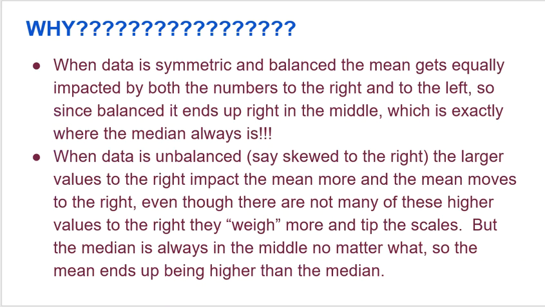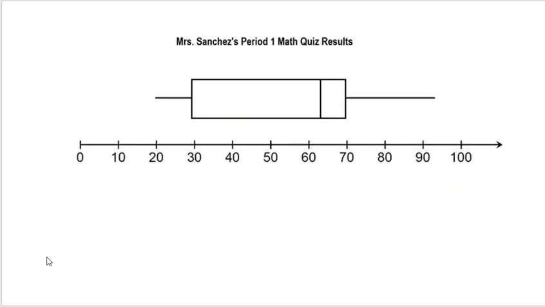And I want to make sure I say that again in writing. When data is symmetric and balanced, the mean gets equally impacted by both the numbers to the right and to the left. So it's nice and set in the middle, right where the median is as well. When your data is unbalanced, let's say skewed to the right, the larger values to the right are going to impact the mean way more. They're going to pull, tip the scale, you could say. They're going to pull the mean towards it and be a little bit higher. Okay?